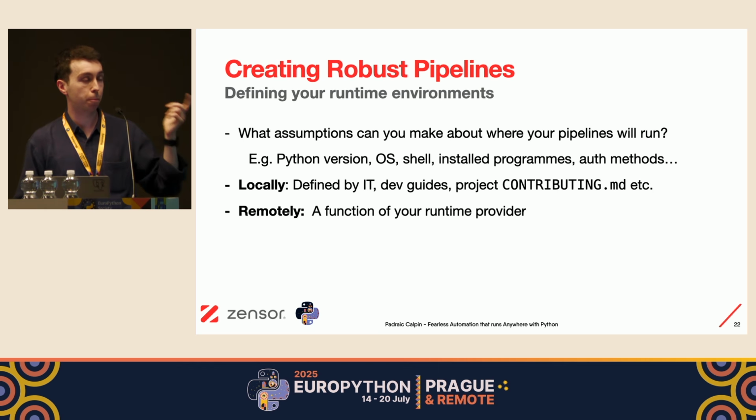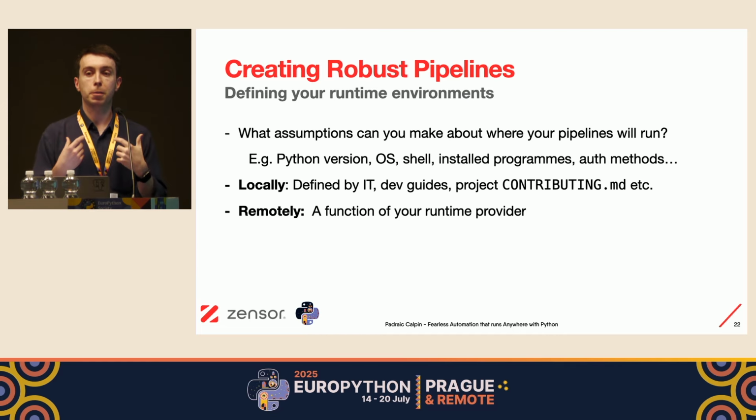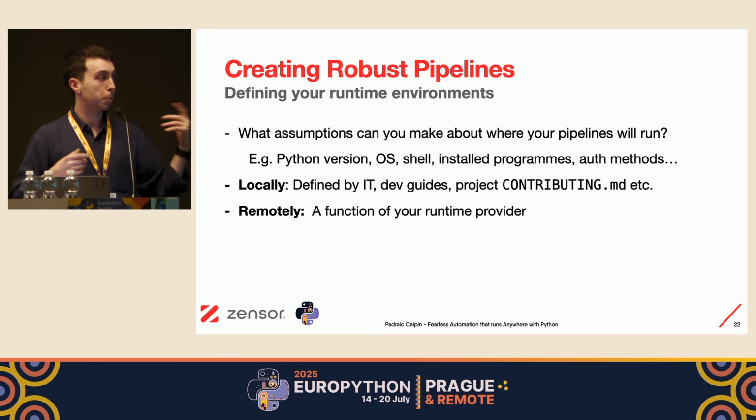But then it begs the question, how do you figure out where your pipeline has to branch? And this is generally going to be, like I said, a question of your runtime environments. And the question you have to ask yourself is, what can you assume about where your pipeline is going to be running? In the local case, this is actually something that you have complete control over. Depending on the size of your organization, it might come through your IT or security policies, or if you're an open source project, it can be laid down in your developer or your contribution guidelines. But when it comes to a remote runner, that's really going to be a function of whatever provider you happen to be using, whether that's GitHub Actions, GitLab CI, or something else entirely.